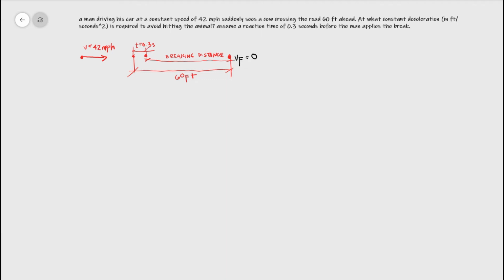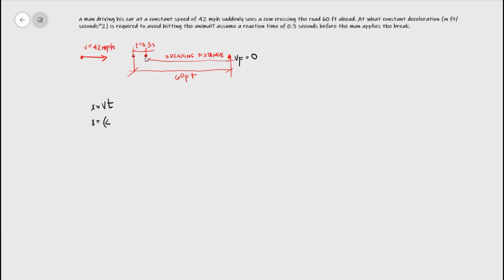Before getting the braking distance, we should first get how far he traveled after 0.3 seconds. Since the car is traveling at a constant speed, using the formula for constant speed, x, the distance traveled along the x-axis, is equal to vt.